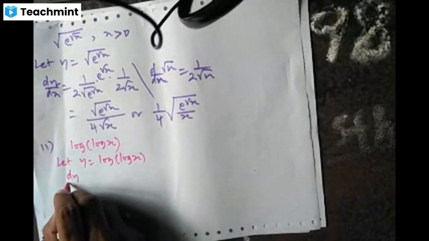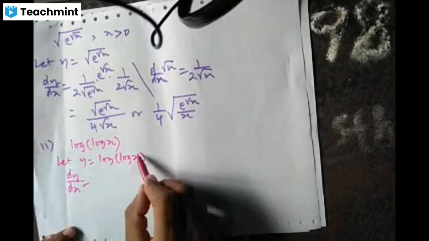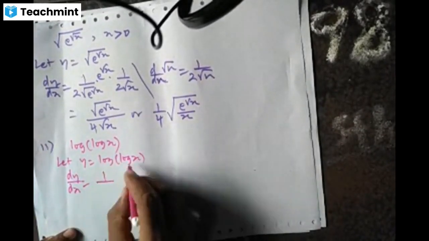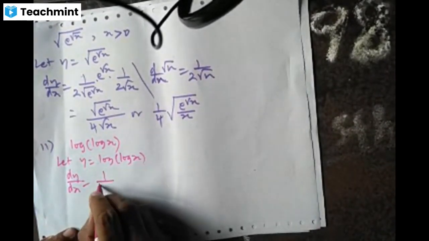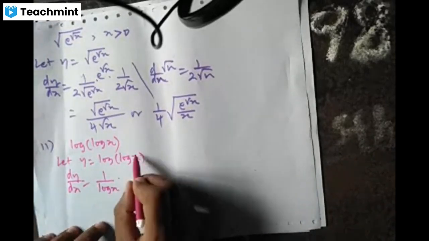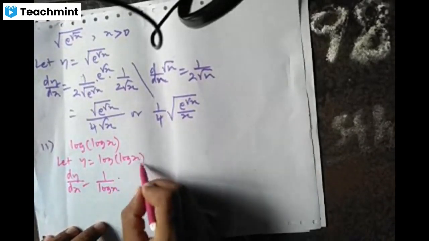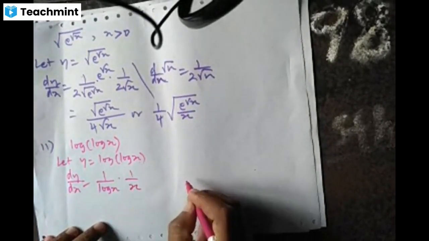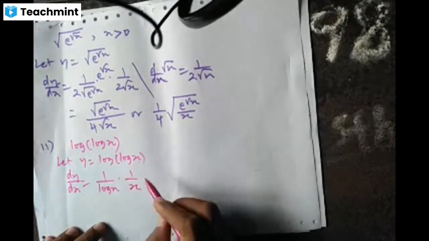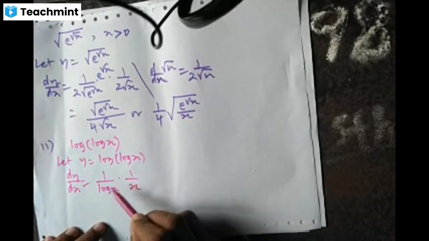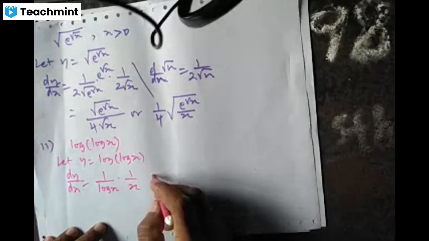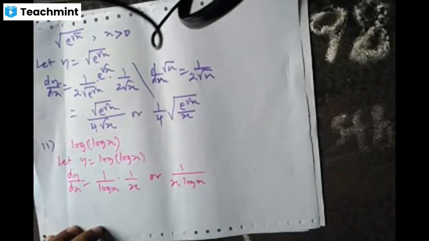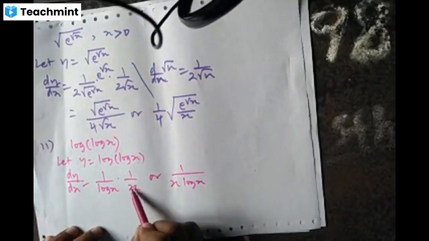Then by using chain rule, dy by dx is equal to, you just treat this bracket as a single variable, derivative of log u with respect to u is 1 by u. So 1 by, what is our u? Log x, right? Into d by dx of this function, d by dx of log x is 1 by x. So the derivative of the given function is 1 by log x into x, or you can also write this as 1 by x log x, both are one and the same. 1 by x log x. I have written x first.